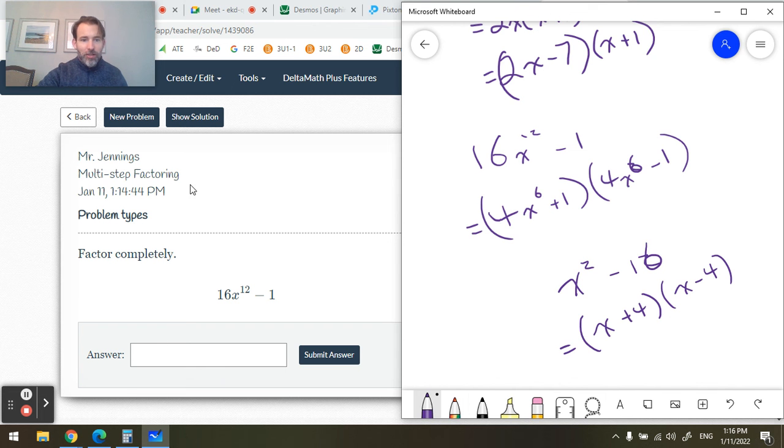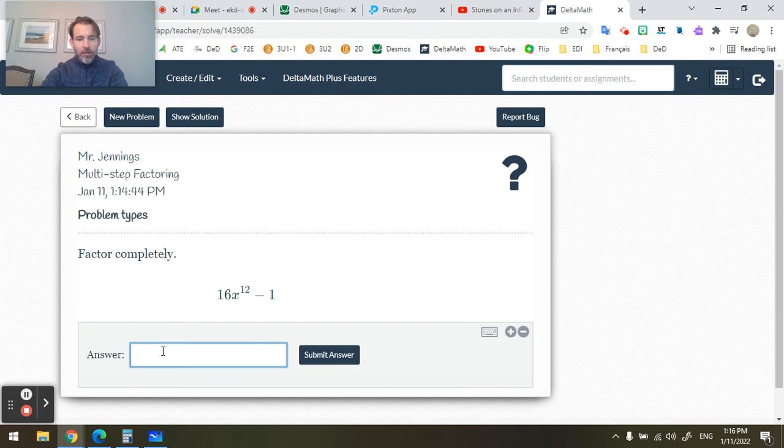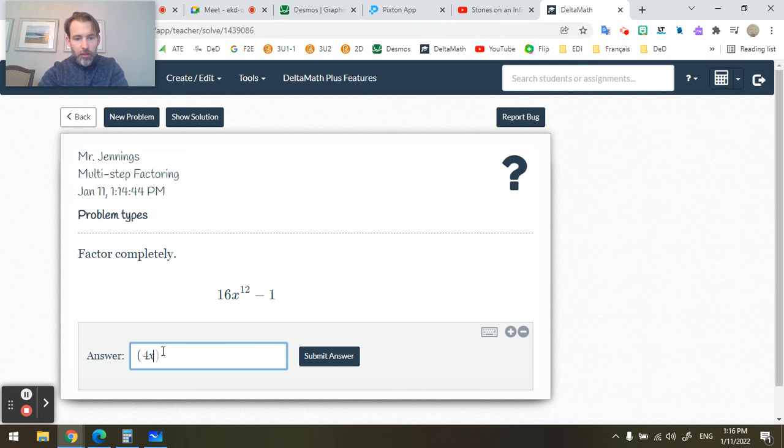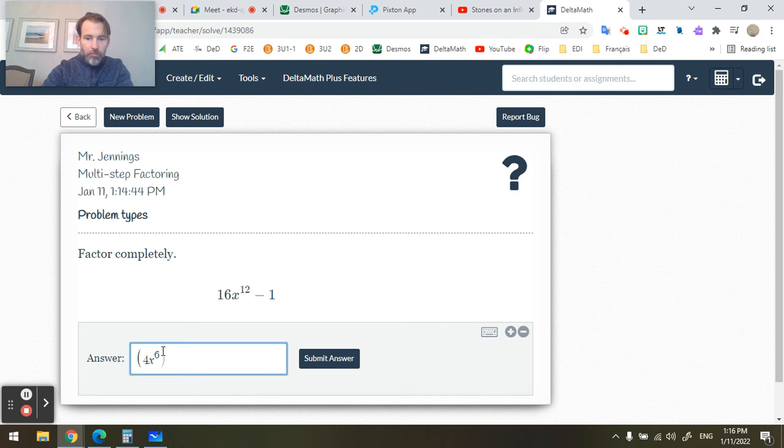Okay, so let's write in our answer. 4x to the 6 plus 1 multiplied by 4x to the 6 minus 1.